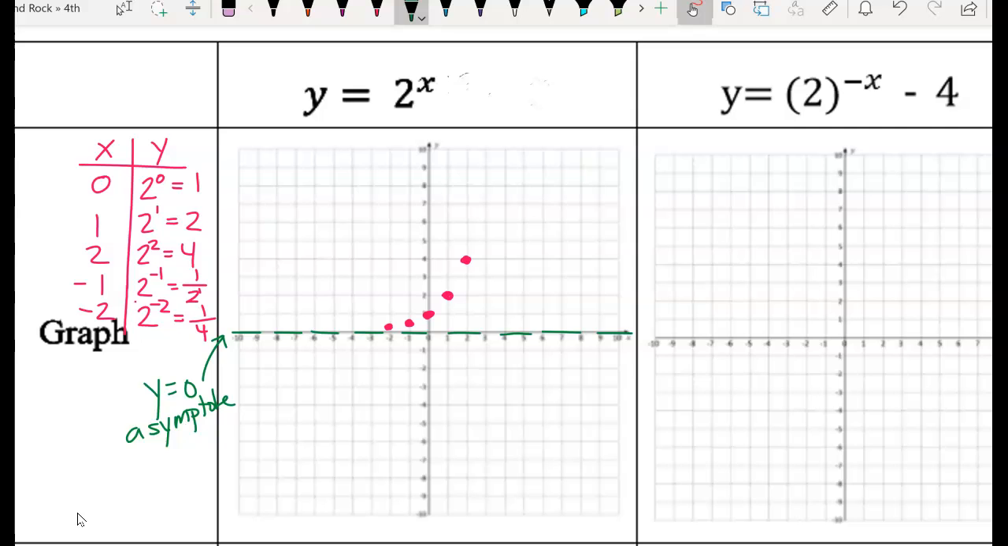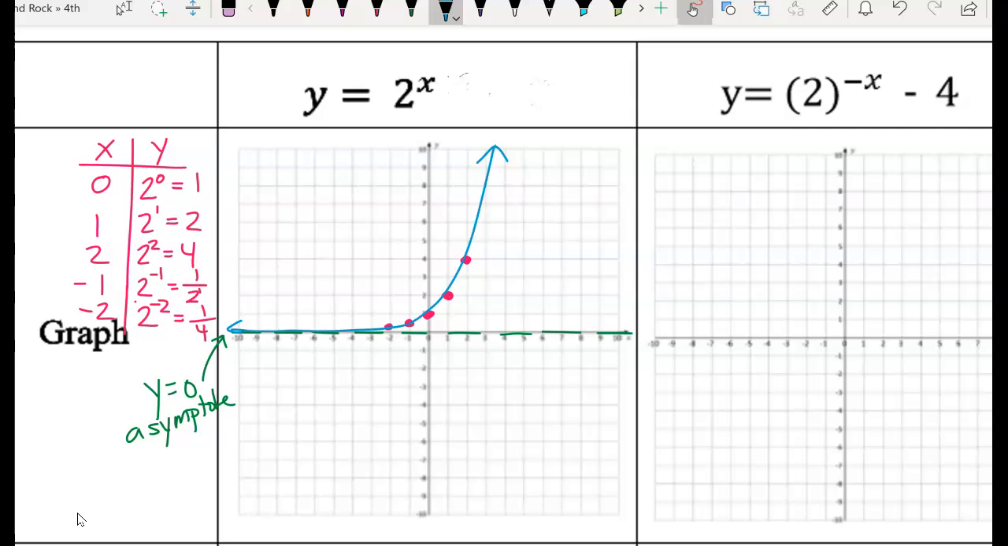No, only one, and it has to be horizontal. So then I'm just going to connect my points. I know that to the left here we're approaching our asymptote, and to the right we're exponentially increasing. That's my parent function.